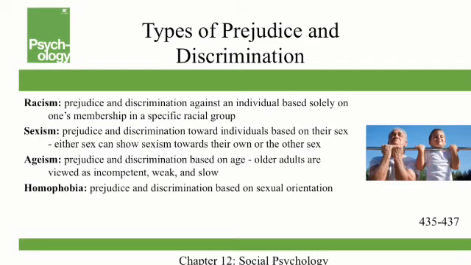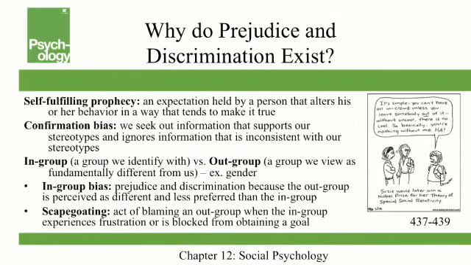Types of prejudice. Racism is discrimination based on a specific racial group. Sexism is based on someone's sex. These are pretty straightforward. And somebody can show sexism towards their own or the opposite sex. Ageism is prejudice and discrimination based on age, and older adults are generally seen as, or often seen as, incompetent, weak, and slow. And homophobia is based on sexual orientation.